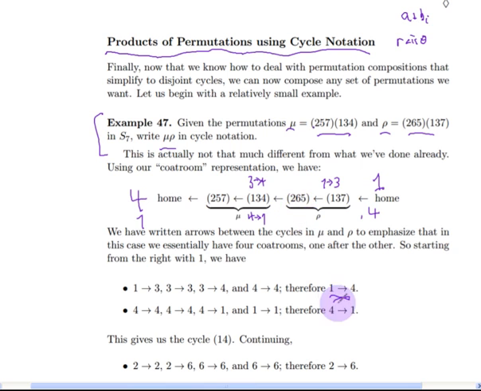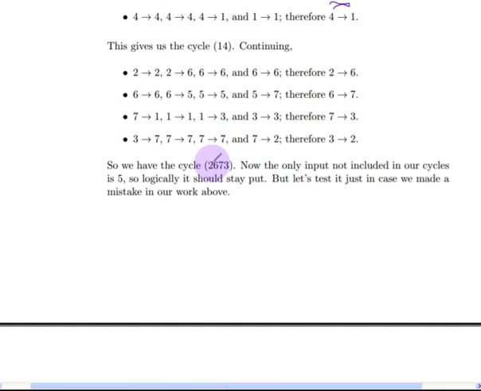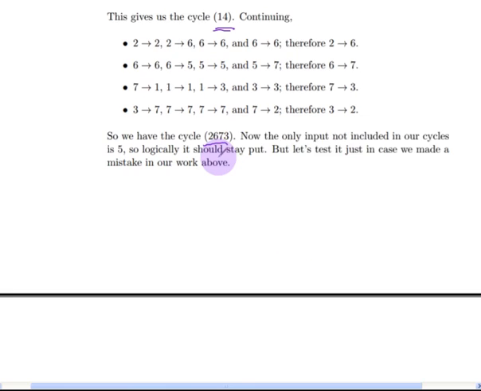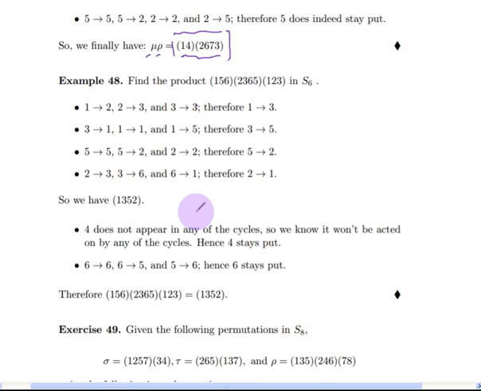I can do this for any element, and you end up with the cycle (1 4) and the cycle (2 6 7 3). So we can actually write that the product of mu with rho is equal to this permutation in cycle notation. And here we have several examples of multiplying permutations in cycle notation.